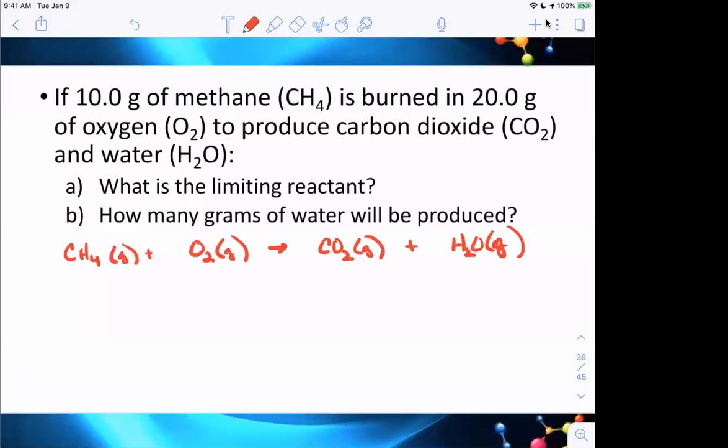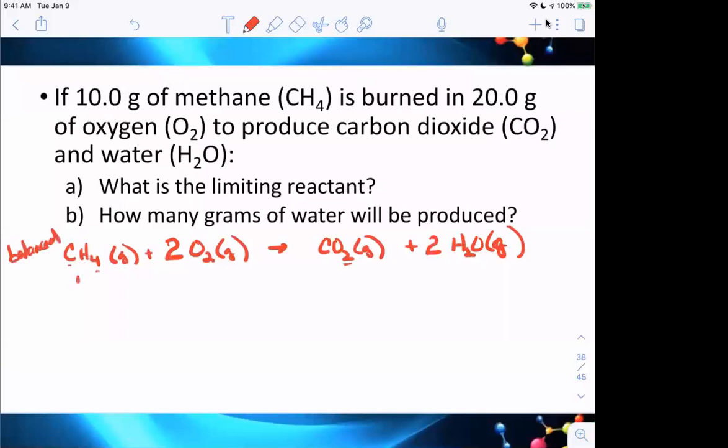Is this balanced? No. One carbon, that's balanced. 4 hydrogens, I'm going to put a 2 there. That gives me 4 hydrogens. But now I have 2 oxygens and 4 oxygens, so I need a 2 here. This is now balanced.